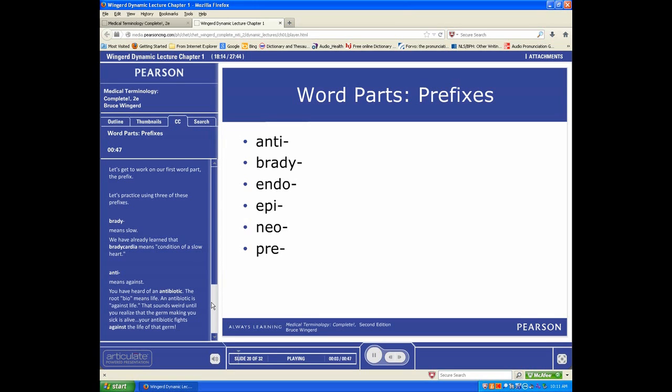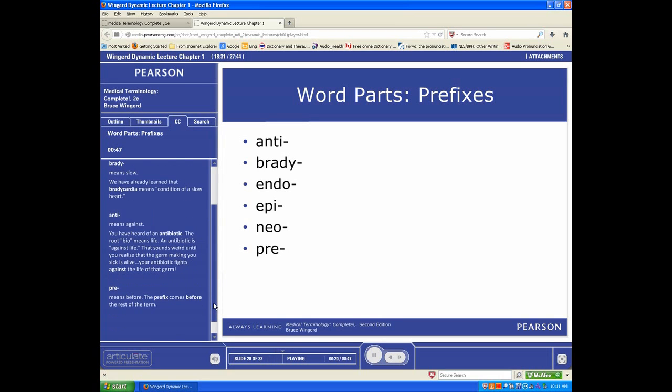The root bio means life. An antibiotic is against life. Now that sounds weird until you realize that the germ making you sick is alive. Your antibiotic fights against the life of that germ. Pre means before. The prefix comes before the rest of the term.